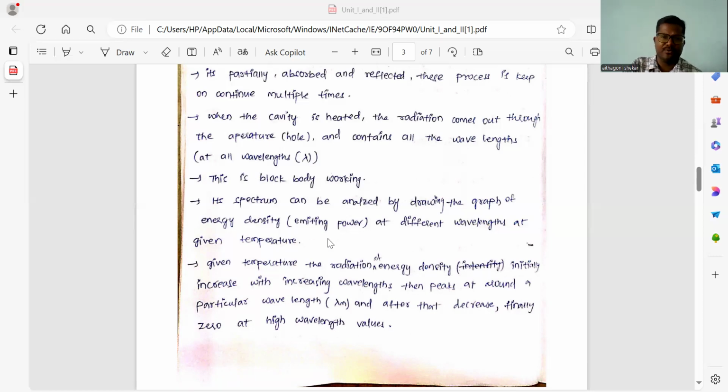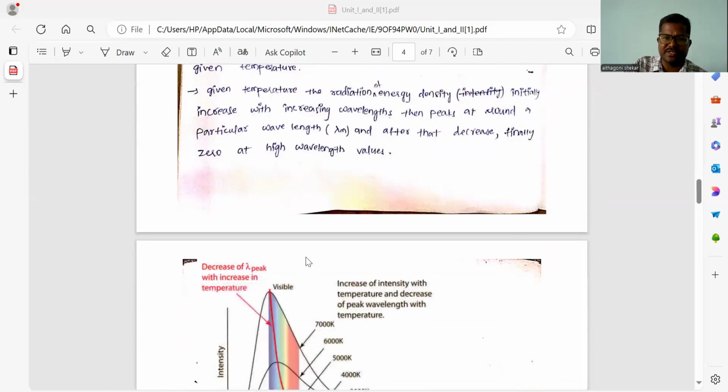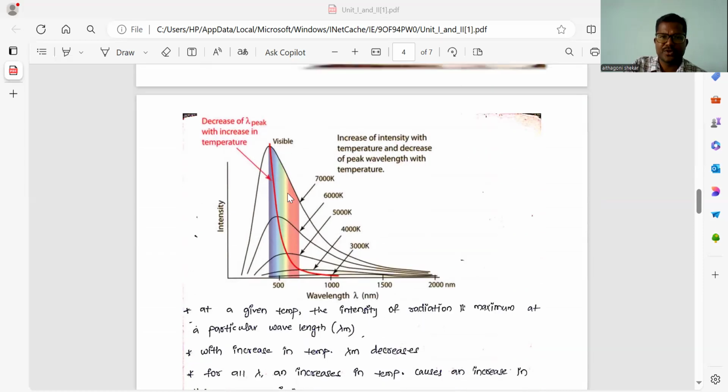Okay, see the graph. At a given temperature, the radiation and energy density intensity increases. First, see the picture of the graph. On the y-axis is the emitting energy or intensity, and the x-axis is the different wavelengths. Suppose 500 nanometers, 1000 nanometers, 1500 nanometers, 2000 nanometers. This is the emitting energy.